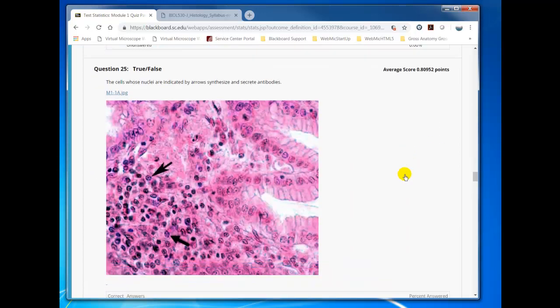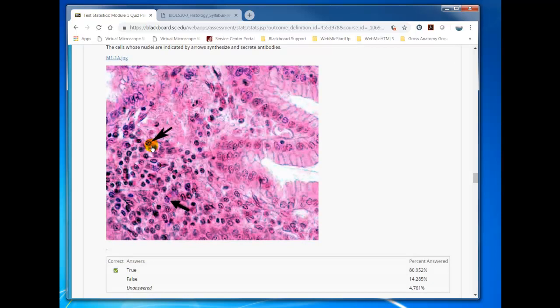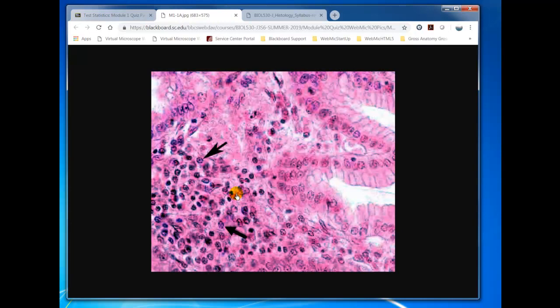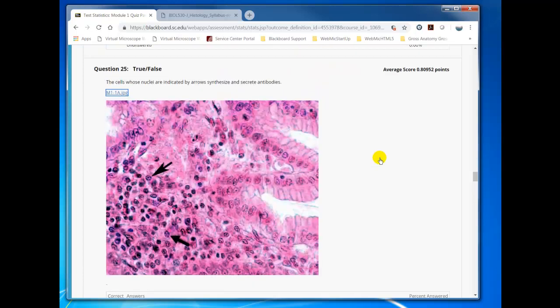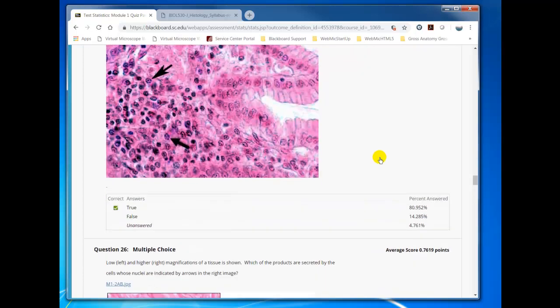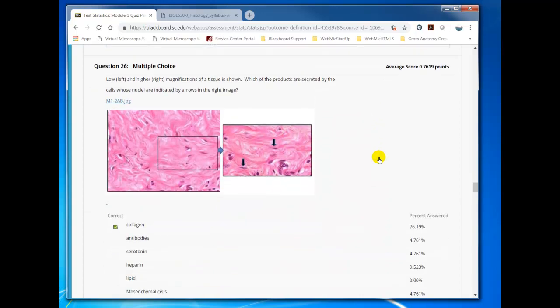Okay, the next one, you're presented this image, and the cells whose nuclei are indicated by arrows synthesize and secrete antibodies. Well, hopefully you could see, if you look closely, and you can actually enlarge this by getting a closer look, that it looks like a clock-faced nucleus, and that's very typical. Even these cells over here are the same. They're plasma cells, and they produce antibodies. So that's true, and 80% of the class got that correct.